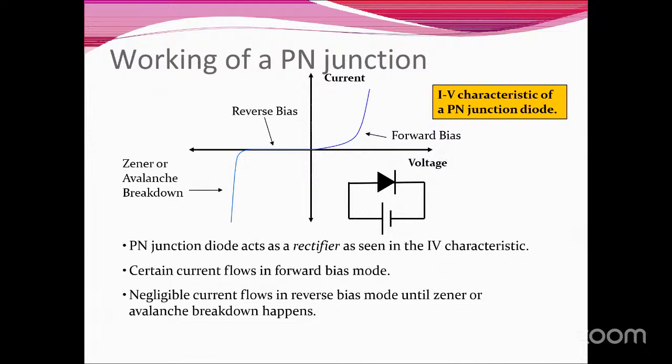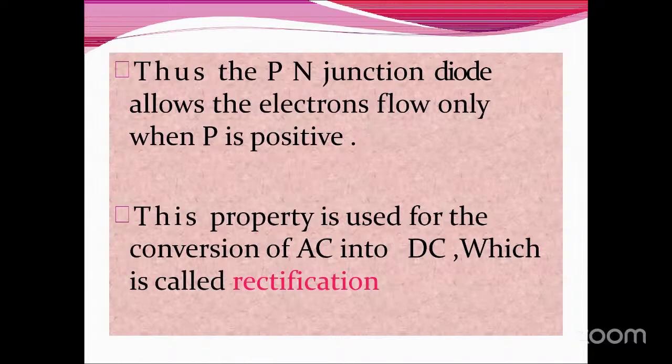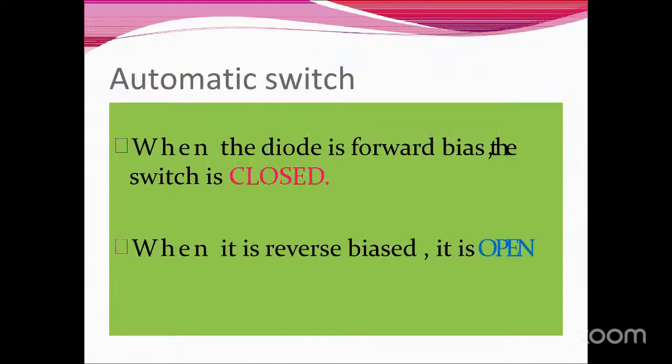In the IV characteristics, a certain current flows in forward bias mode, and a negligible current flows in reverse bias mode until Zener or avalanche breakdown happens. Thus the PN junction diode allows electron flow only when P is positive. This property is used for the conversion of AC into DC, that is, rectification. When the diode is in forward bias, the switch is closed. When it is in reverse bias, the switch is open. Closed means current flows through the circuit. Open means current is not allowed through.